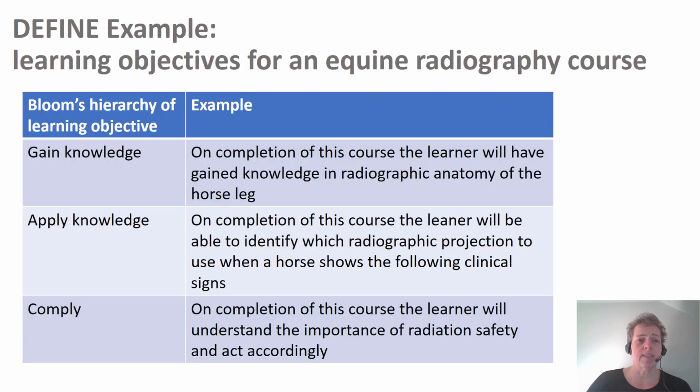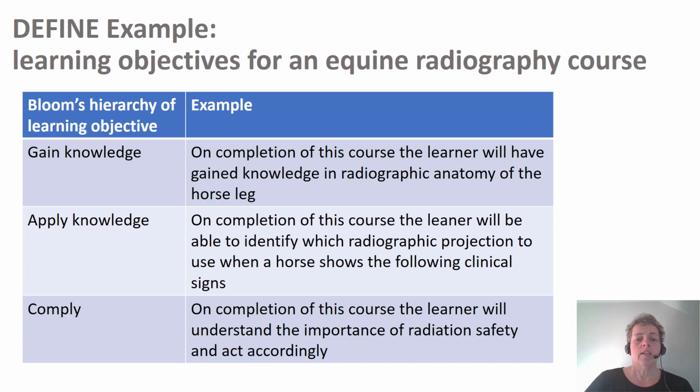So here I have an example for you for the equine radiography course. An example to gain knowledge, the lowest level, would be: on completion of this course, the learner will have gained knowledge in radiographic anatomy of the horse leg. One step up, to apply this knowledge: on completion of this course, the learner will be able to identify which radiographic projection to use when a horse shows the following clinical signs.